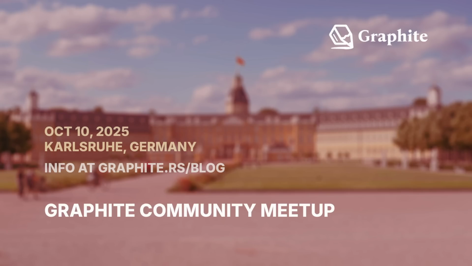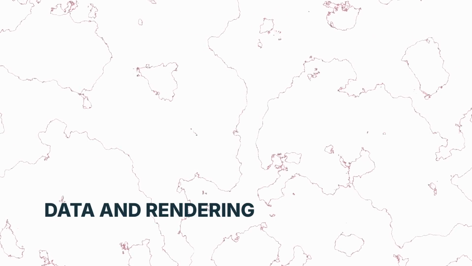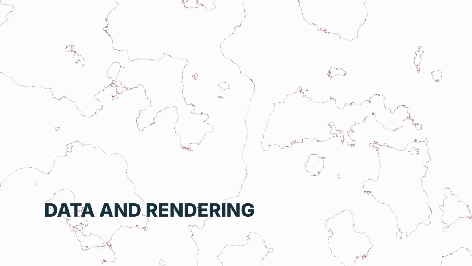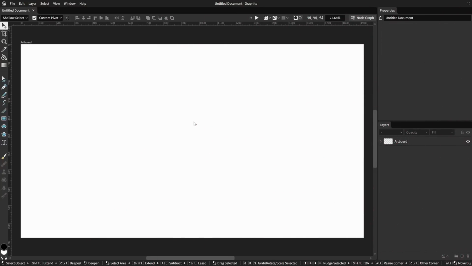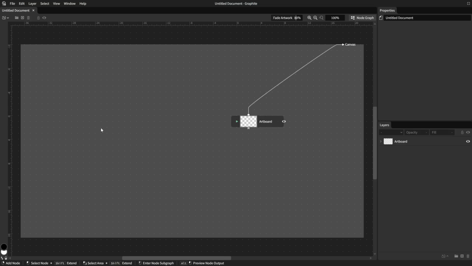Jumping straight in, we will begin by talking about changes to the data format and rendering technology that Graphite has worked on as a major focus for this release. So far, Graphite has been built with the idea that the node graph processes data from left to right, giving a single item such as an image or a vector shape as its data that flows through the graph.